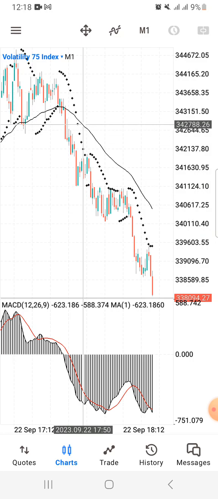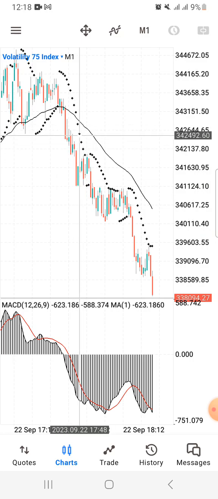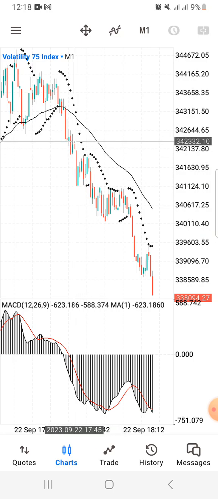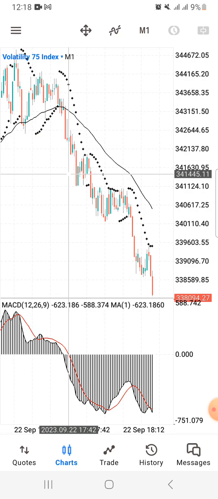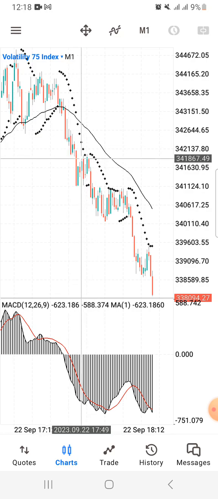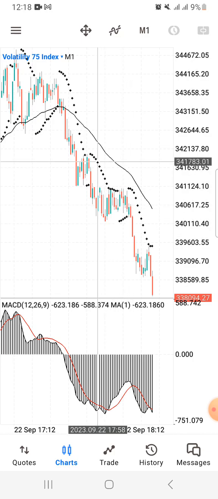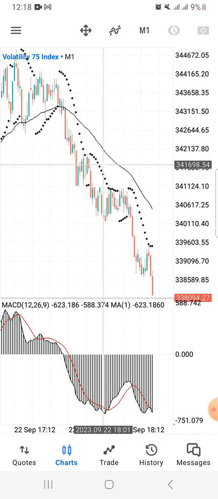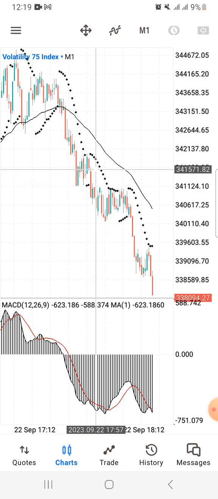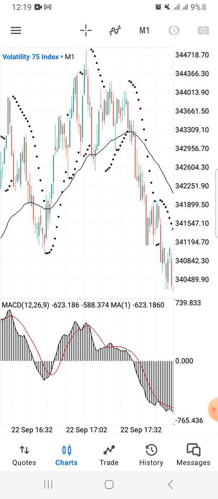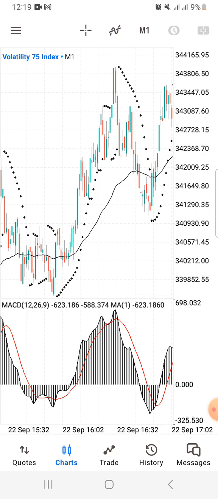And you can use the parabolic SAR to trail your stop and your profits. So as soon as you place your sell, you can see it has been going in a downwards direction for some time now. So you use parabolic SAR to trail your stop loss and to move to break even and stuff.